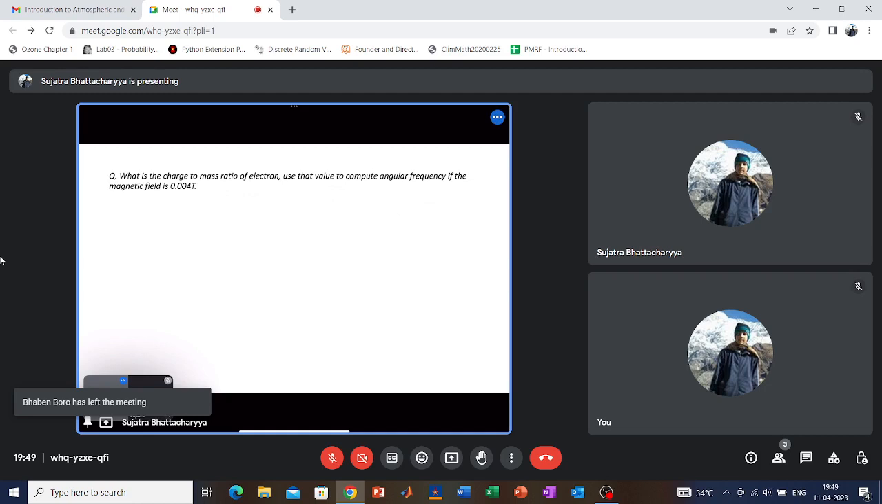So this is the thing which I want to cover, and this is the last question of today's class. So this question says that what is the charge to mass ratio of electron? Use that value to compute the angular frequency if the magnetic field is 0.004 Pascal. Okay, so the charge to mass ratio of electron, let us calculate.